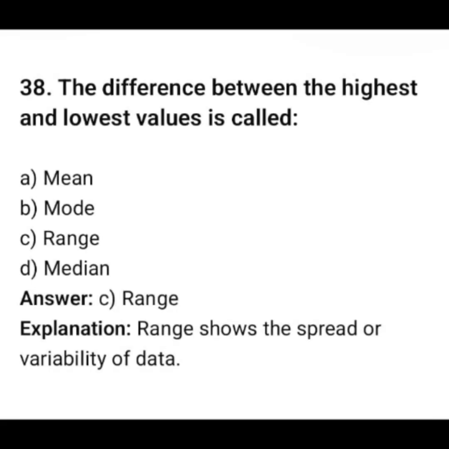The difference between the highest and lowest values is called: mean, mode, range, median. The correct answer is option C, range. Range shows the spread or variability of data.